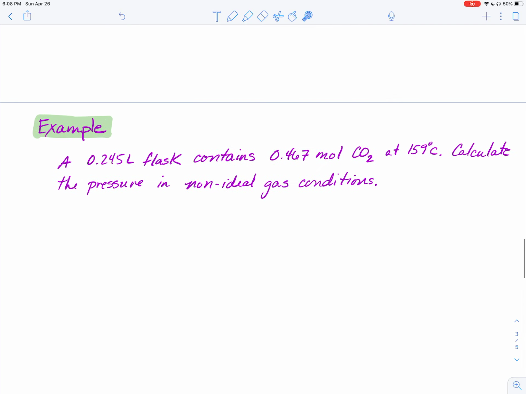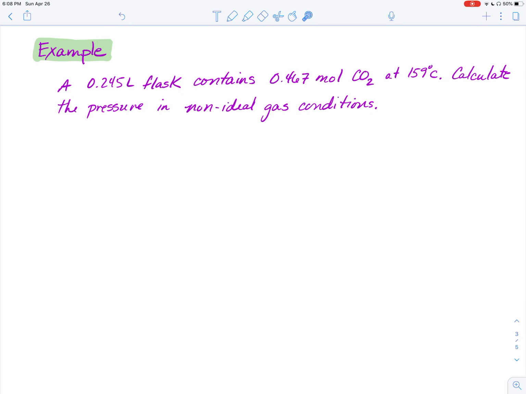And so let's go ahead and try to calculate some non-ideal conditions on a particular gas. So this problem says you have a 0.245 liter flask that contains 0.467 moles of carbon dioxide. So this is our gas in question. And we know how much of it we have, and we know the volume of the container that is containing that gas. And it turns out we're at a temperature of 159 degrees Celsius. And it says, calculate the pressure, okay, so this is P, in non-ideal conditions.